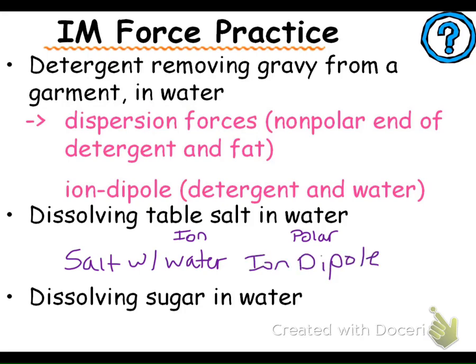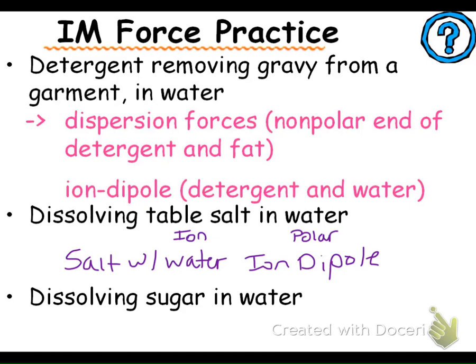Alright, let's look at sugar in water. I'm going to start at my first intermolecular force. If I've got an ion, if I've got a salt in water, I know it's an ion-dipole force. Well, we know sugar is a covalent molecule, and so there's no way that this can be an ion-dipole. My next intermolecular force is a hydrogen bond, and I know that sugar does not have a hydrogen attracted to a nitrogen, oxygen, or fluorine on the water molecule. So I know it cannot be a hydrogen bond.